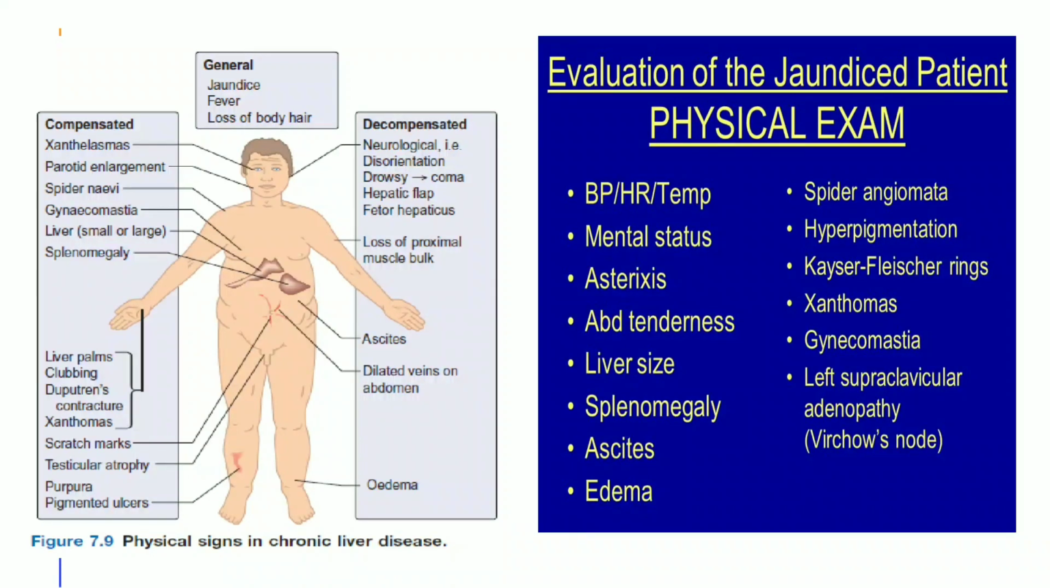You have to see the liver size, you have to look for edema, ascites, spider angiomata, then hyperpigmentation, xanthomas, gynecomastia, and left supraclavicular adenopathy, that is known as Virchow's node. All these features you have to look for. If you suspect jaundice, it is due to chronic liver disease. You have to take the history of medicines the person is taking, alcoholic or not. All this history you have to take, and you have to look for all the features of chronic liver disease.